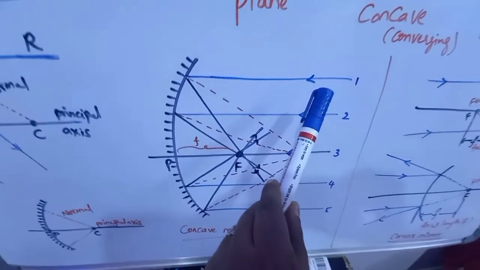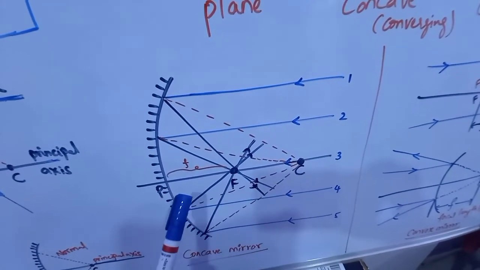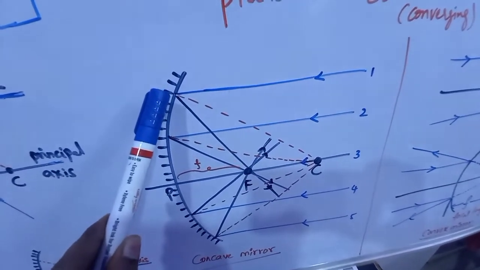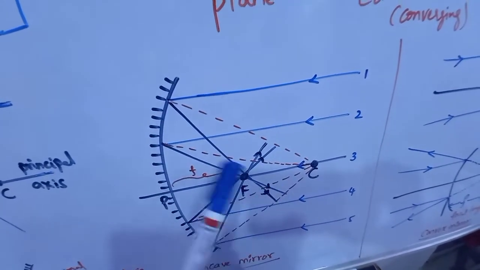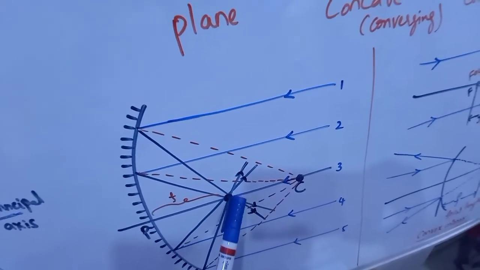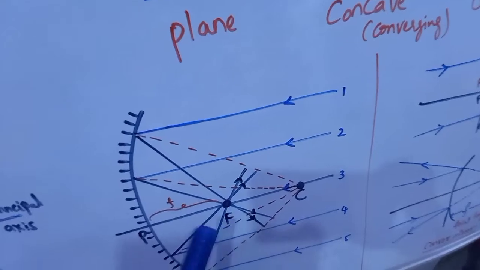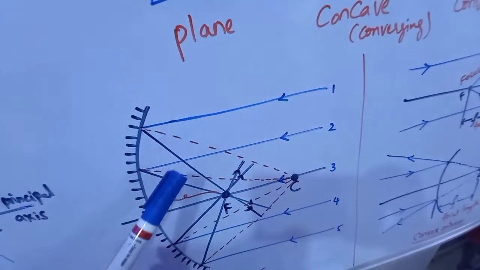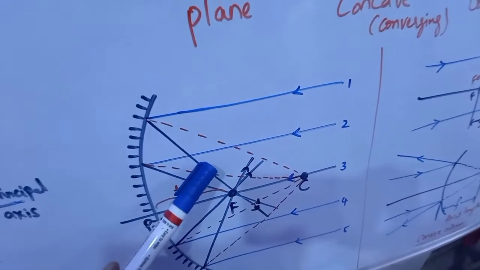The light rays which are coming parallel to the principal axis, when they reach this concave mirror, will reflect, and the reflected rays will be converging at a point on the principal axis. That point is called the focus. For each and every incident light ray I have drawn the reflected ray also.